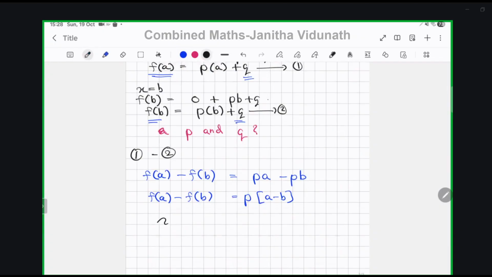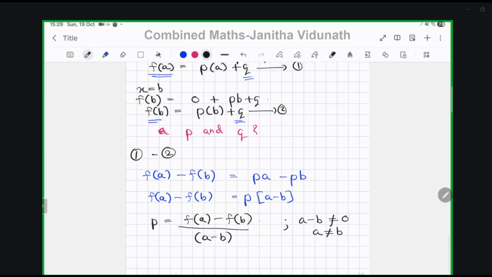Now we can write P is equal to FA minus FB over A minus B. Here we divide by A minus B, so A minus B is our denominator. So we need to write that A minus B cannot be equal to 0, because we already know this from our first lessons in combined mathematics. In mathematics, the denominator cannot be equal to 0. That means here A cannot be equal to B.